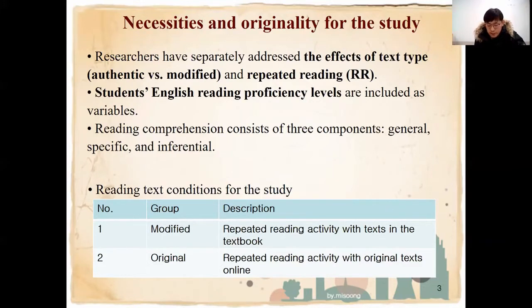Reading comprehension consists of three components: general, specific, and inferential. And here are the text type conditions. Text conditions here are modified and original. There are also the names of the groups used in this study. The modified group performed the repeated reading activity with the text in the textbook, and the original group performed the repeated reading activity with original text online.